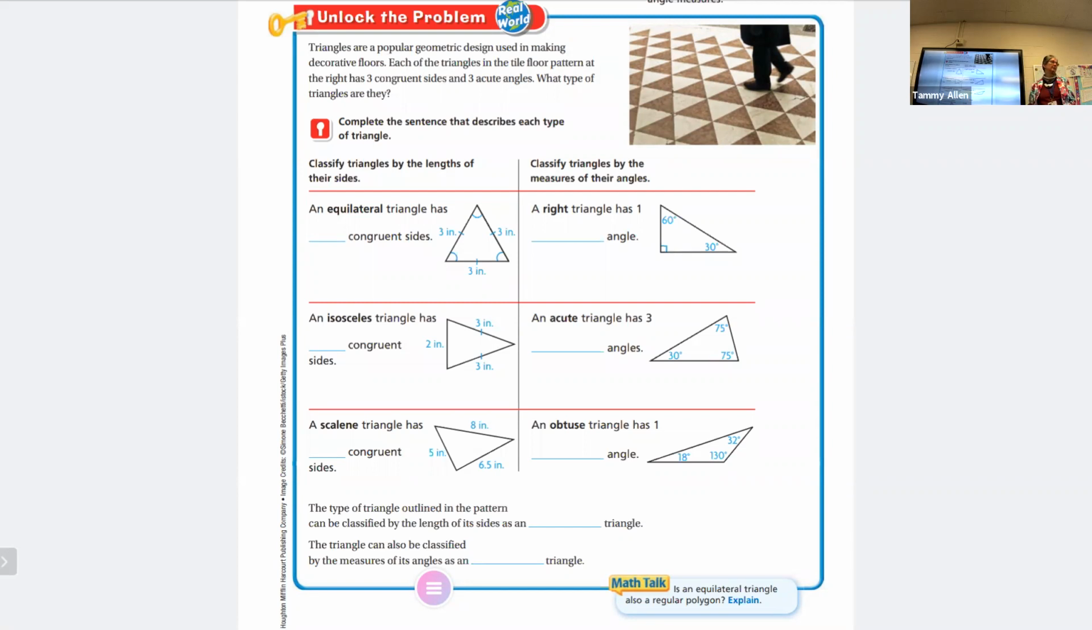And in our obtuse triangle, they were 180. Every triangle, the sum of the angles is going to be 180. Okay? So take a look at the equilateral triangle.